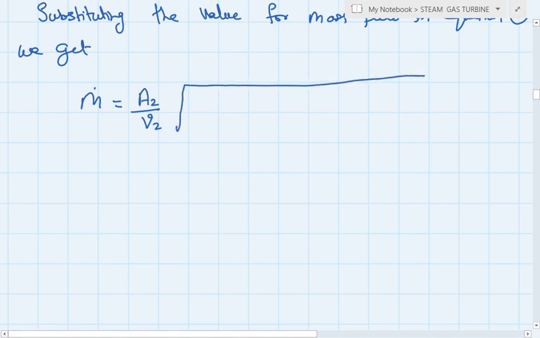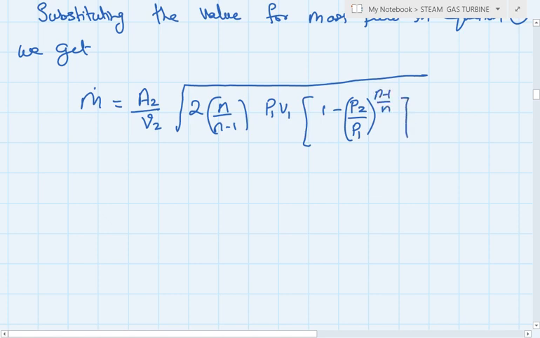Square root of 2n divided by n minus 1, P1 V1 times 1 minus P2 by P1 to the power of n minus 1 by n. So we know V2 can be written as V1 into P1 by P2 to the power of 1 by n.